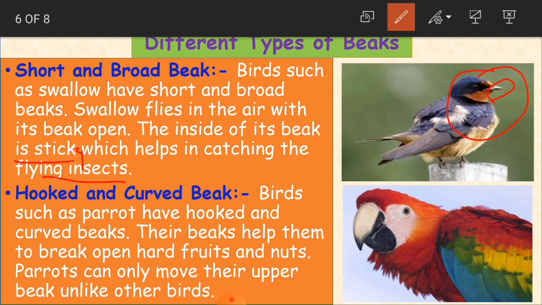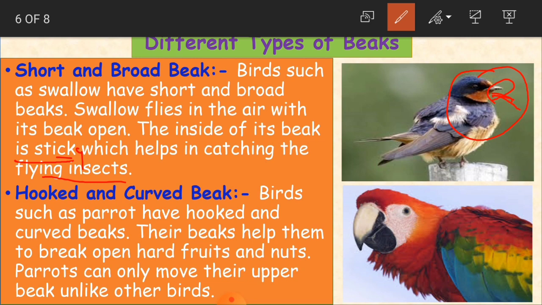Why does it keep its beak open now? Did you understand? Because inside its beak, it is sticky. It is like a gum-type liquid or solid substance, which helps in catching flying insects. In the air, when an insect goes into the mouth through the beak, as it is sticky, it is able to trap that insect. It is able to catch that insect.